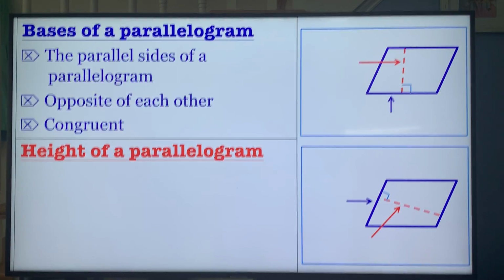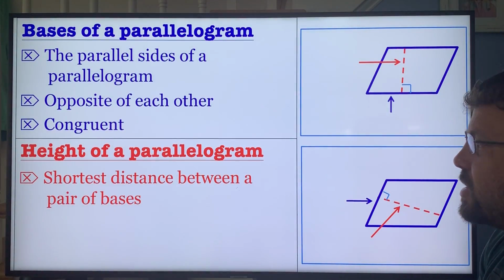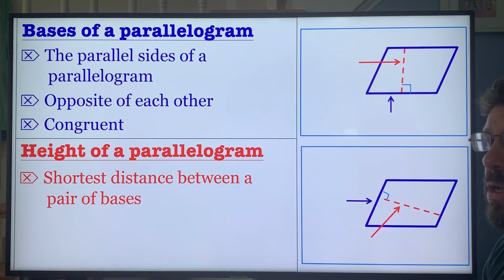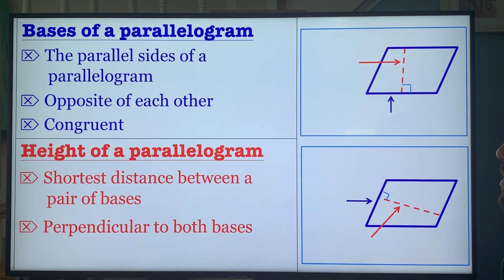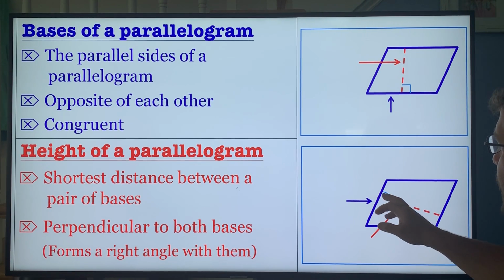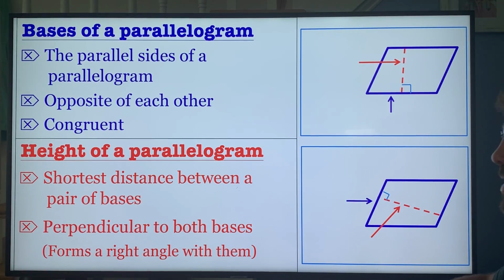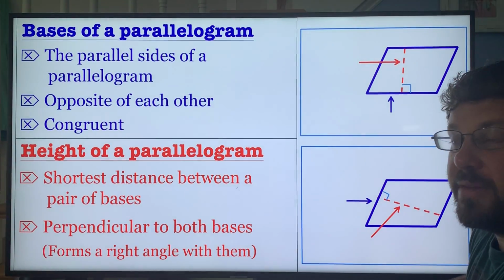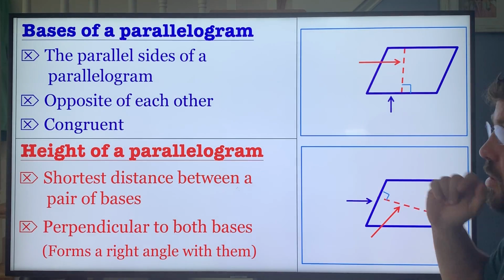Now, the height of a parallelogram is the shortest distance between the pair of bases. In order to find the shortest distance between two lines, what you do is you take the right angles between those two lines. So it's perpendicular to both bases, so it forms a right angle here, a right angle down there. So the height has to form right angles with the two bases that you are going between. If not, it's not the height, because it's going to be longer than the height.